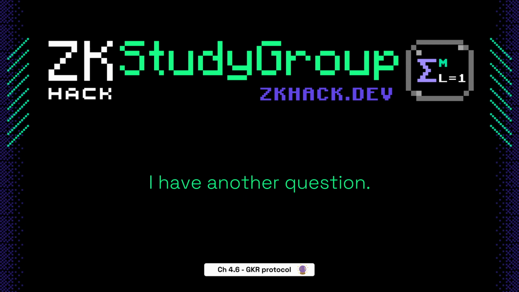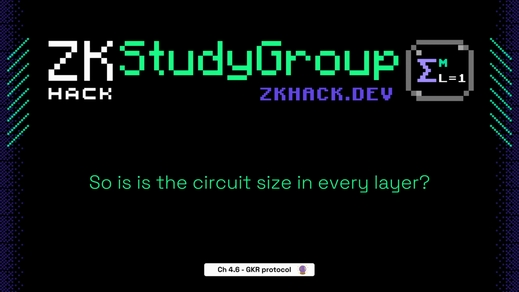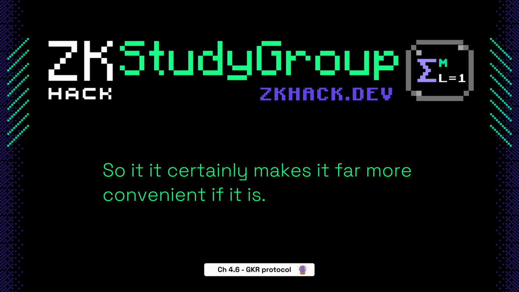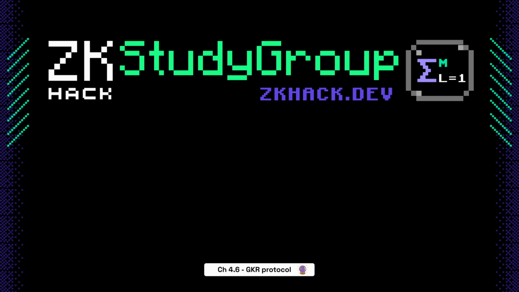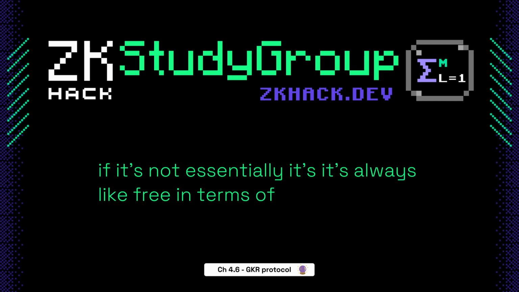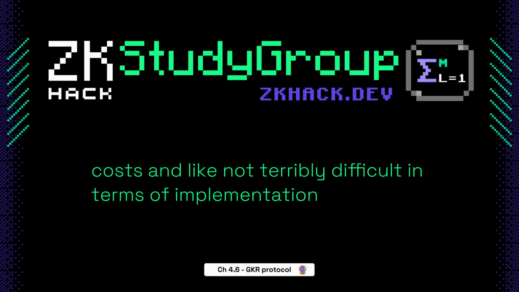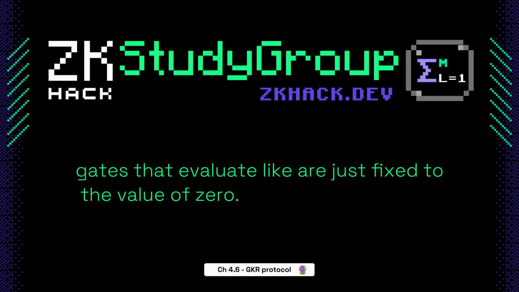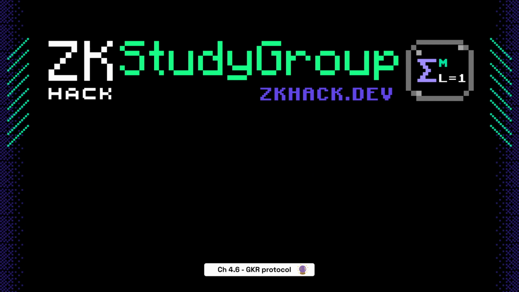I have another question. Is the circuit size in every layer always 2 to some n? Yeah. So it certainly makes it far more convenient if it is. But there are a bunch of games you can play to get around that issue if it's not. Essentially, it's always free in terms of costs, and not terribly difficult in terms of implementation annoyances, to just pad each layer with a bunch of gates that are fixed to the value 0.